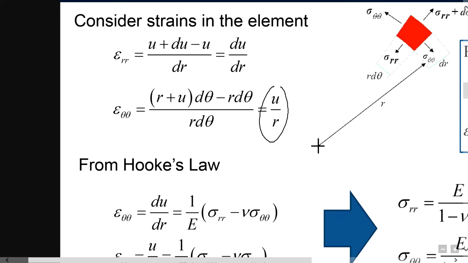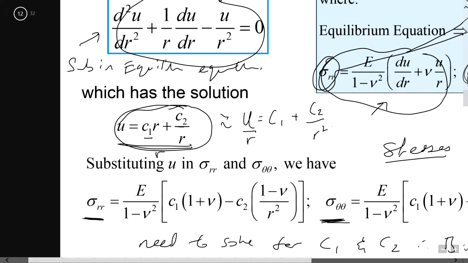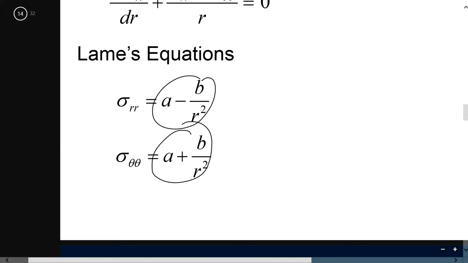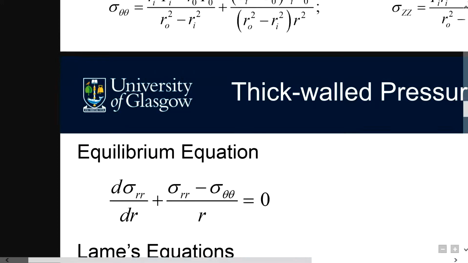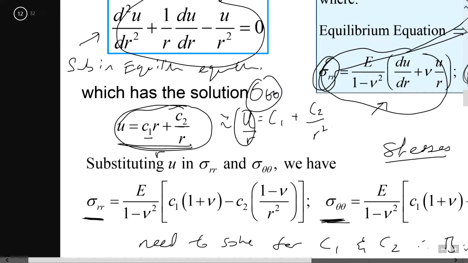You have to remember u over r is your strain theta theta. So you can simply relate u over r to your strain theta theta. I mean stress theta theta. So therefore you can also see that over here stress theta theta is a plus b, whereas we have c1 plus c2 over r squared, something like that. This is the same if you apply certain understanding to get this. So I think this is a good understanding to visualize how these two general equations are being derived. But I'll not go through it in a very deep way, just touch and go.